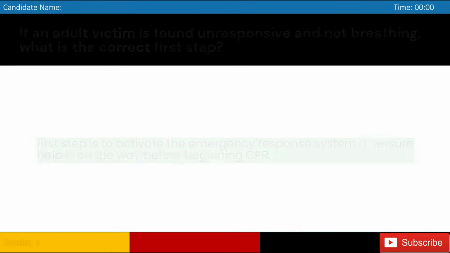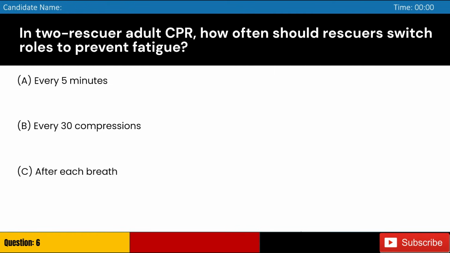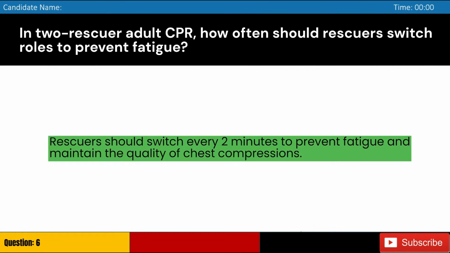In two rescuer adult CPR, how often should rescuers switch roles to prevent fatigue? A. Every 5 minutes. B. Every 30 compressions. C. After each breath. D. Every 2 minutes. Answer: D. Rescuers should switch every 2 minutes to prevent fatigue and maintain the quality of chest compressions.